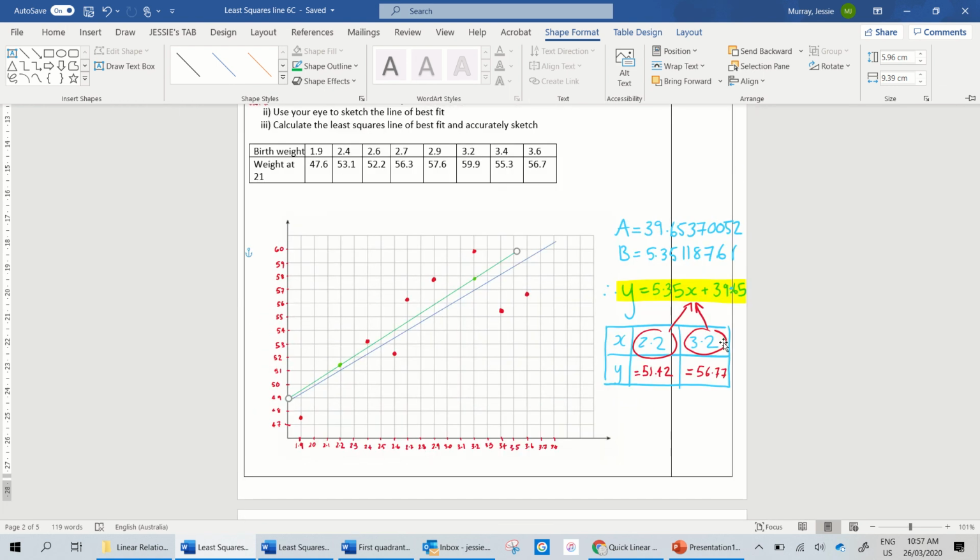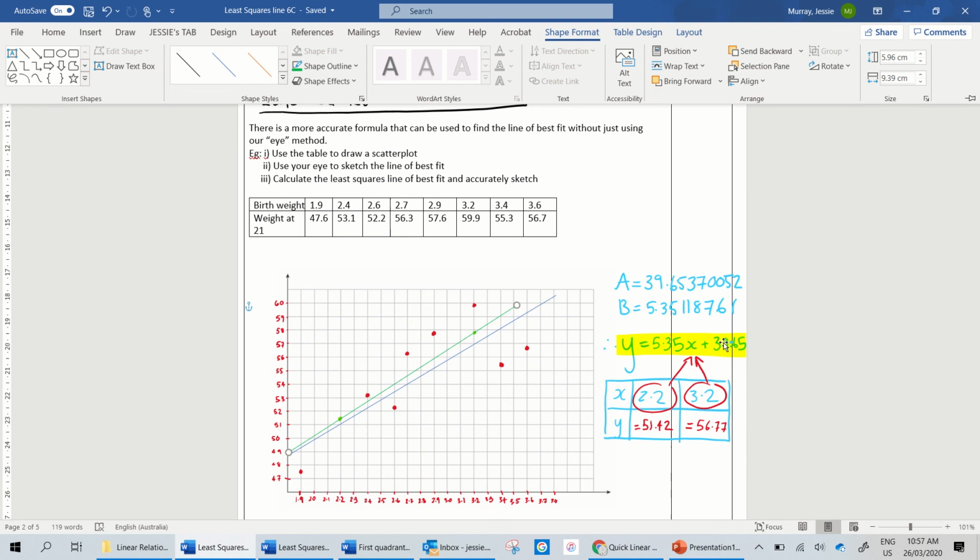So it was a lot to take in today. What I suggest is make a summary, all right? The idea is you can do it in two ways: by eye, same number of dots above, same number of dots below, or by the calculator, which will find you your gradient and your y-intercept. Then you just got to plot 2 points and graph it.